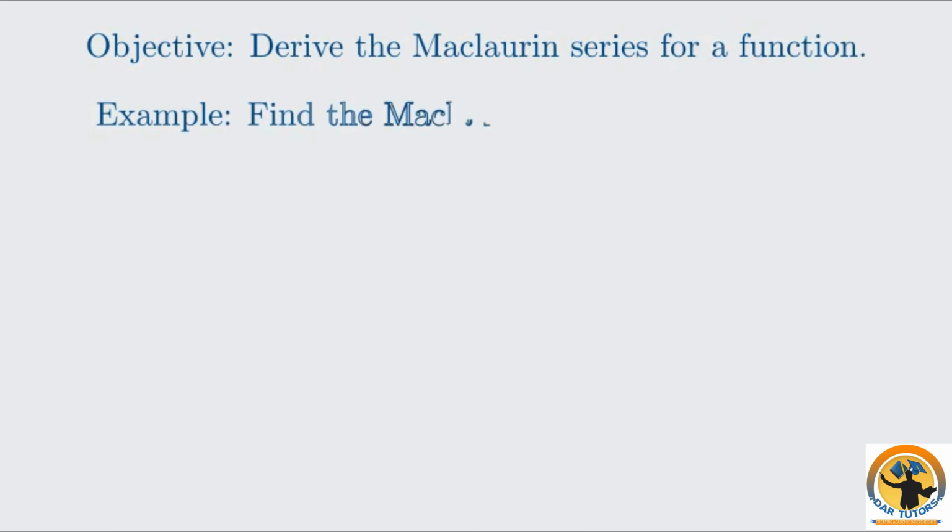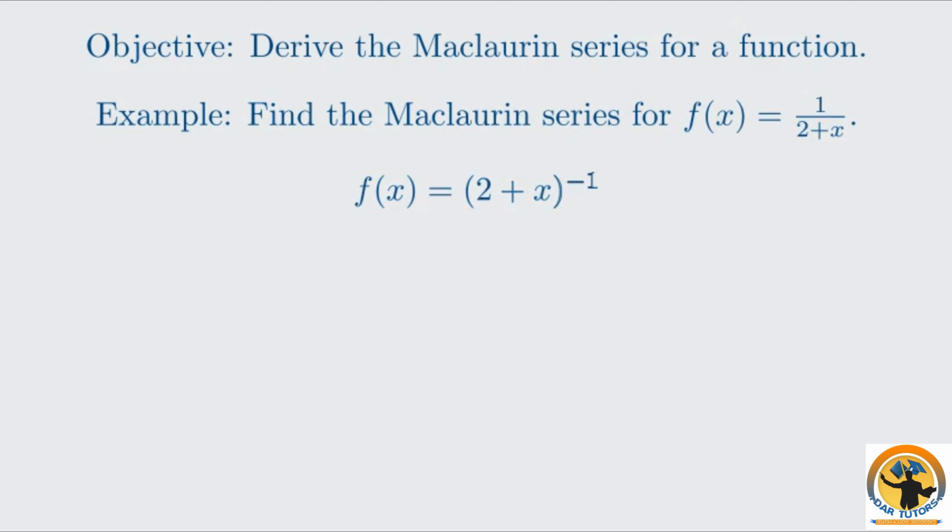Now, let's put this formula into practice. Our objective in this scene is to derive the Maclaurin series for a function. We will work through an example to see how to find the Maclaurin series for a given function. Let's find the Maclaurin series for the function f of x equals 1 over the quantity 2 plus x. To do this, we need to find the function's value and its derivatives at x equals 0. It's often helpful to write the function in a form that's easier to differentiate. We can rewrite f of x as 2 plus x to the power of negative 1.